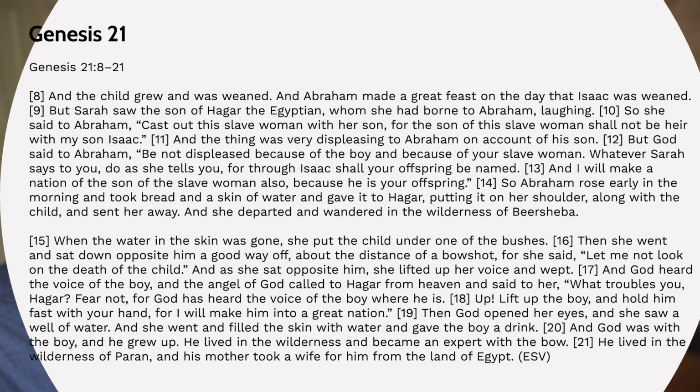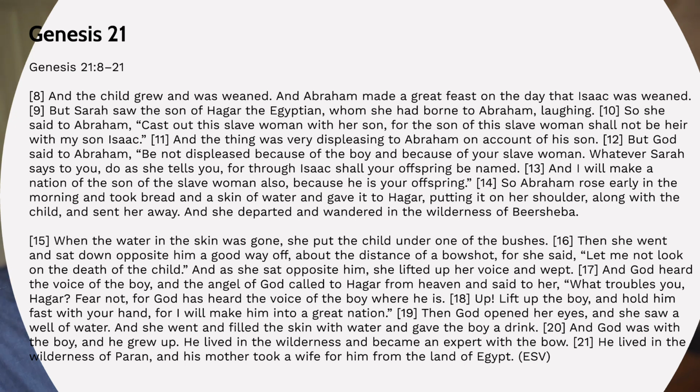It says, "And the child grew." This is Isaac, because now Ishmael is about 12, 13 years old. Isaac is now a few years old. And it said, "After that Isaac grew and was weaned, and Abraham made a feast on the day that Isaac was weaned. But Sarah saw the son of Hagar, the Egyptian, whom she had borne to Abraham, laughing.